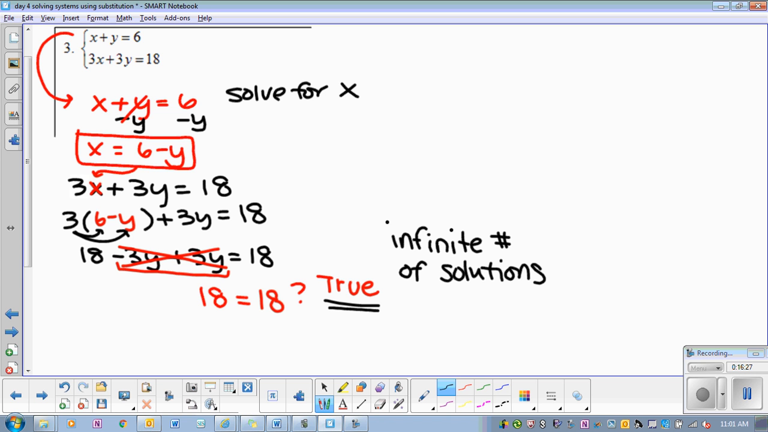Now, what if this equals negative 18 equals 18? What if it was false? Then what does that tell me about the solutions? Well, what does it mean if I got something that's false, like 5 equals 0? What would you tell me about the solutions there? Is it true? No, so then that means what? No solutions. There's no solutions. Okay.